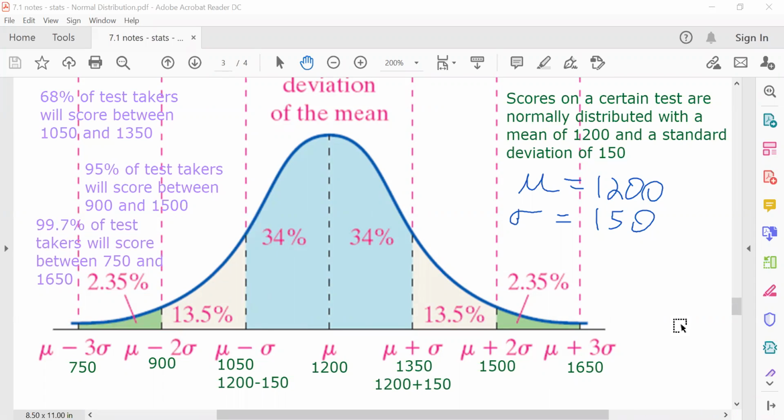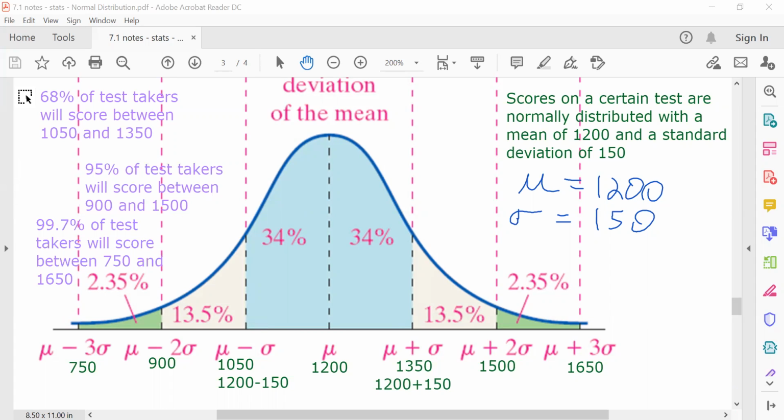Let's say I have this test. It has an average score of 1200, a standard deviation score of 150. And let's say I go out and I randomly select someone who just took the test. I say, you come here. I randomly select someone who just took the test. I go get their score. I pull it up and I wait to look at it. I can do some probability calculations.